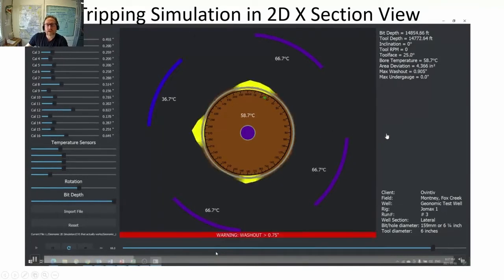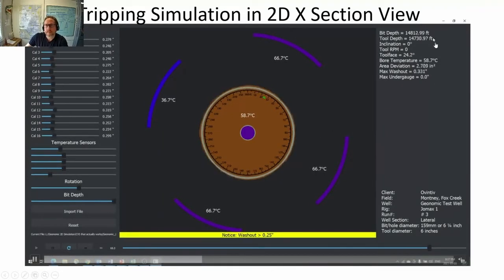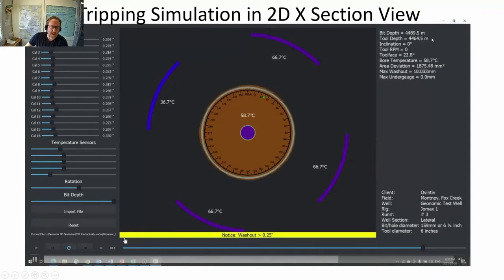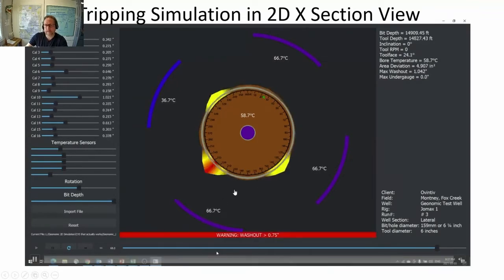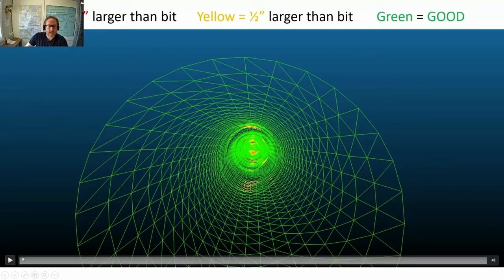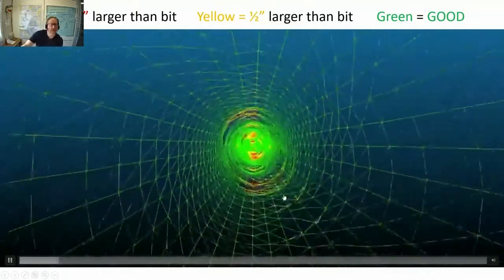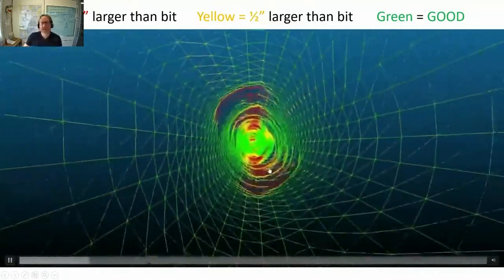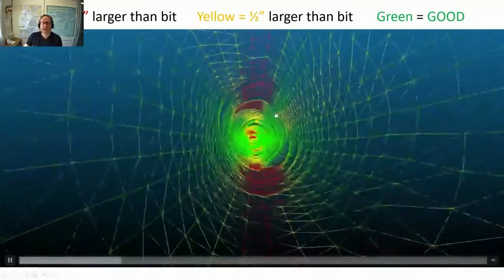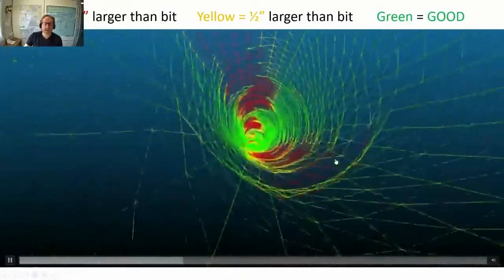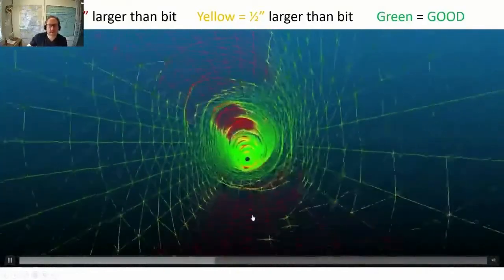Here I'm showing you a 2D simulation of tripping. You can see it's in feet. You can change it to meters, but really you see the diameter change quite frequently and quite rapidly. Here's our 3D wellbore. If you fly through, what you'd see in the red is 3/4 of an inch out of gauge, and in the yellow, a 1/2 inch out of gauge. Everything that's in green is a go. It's concentric. So red is a no-go, green is a go.